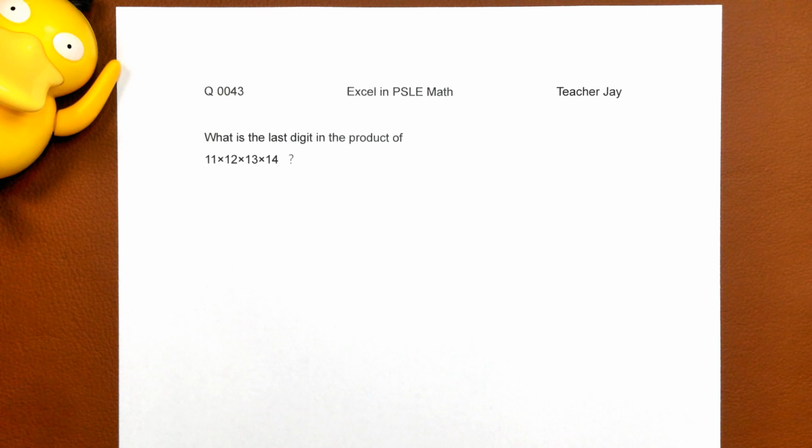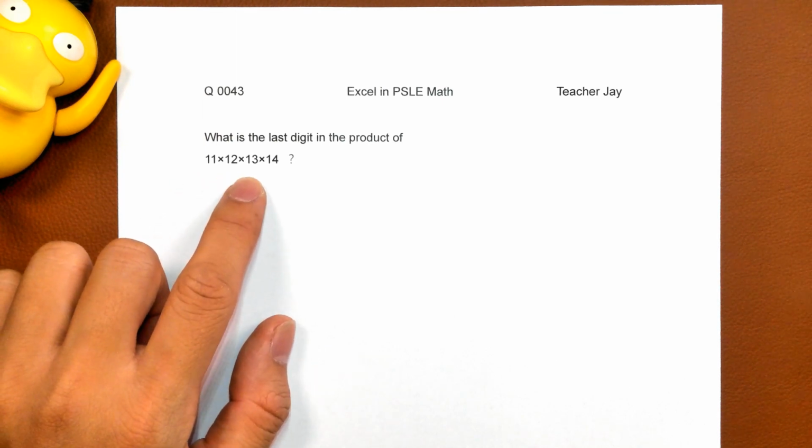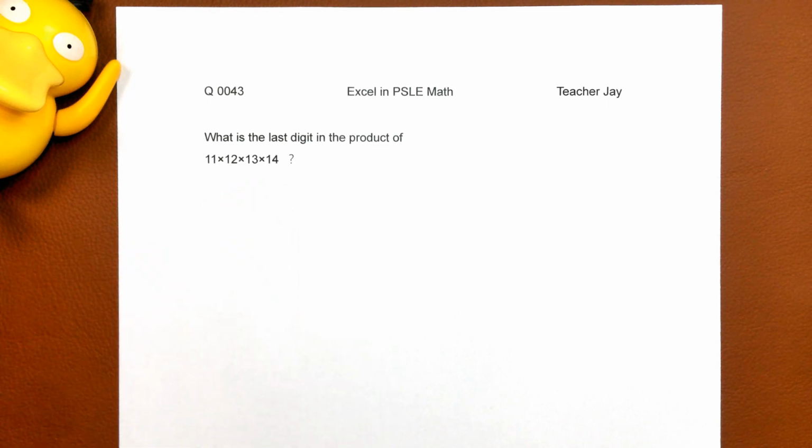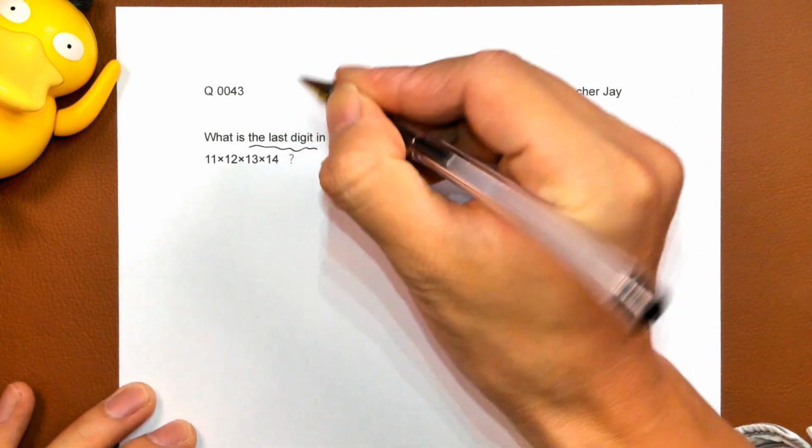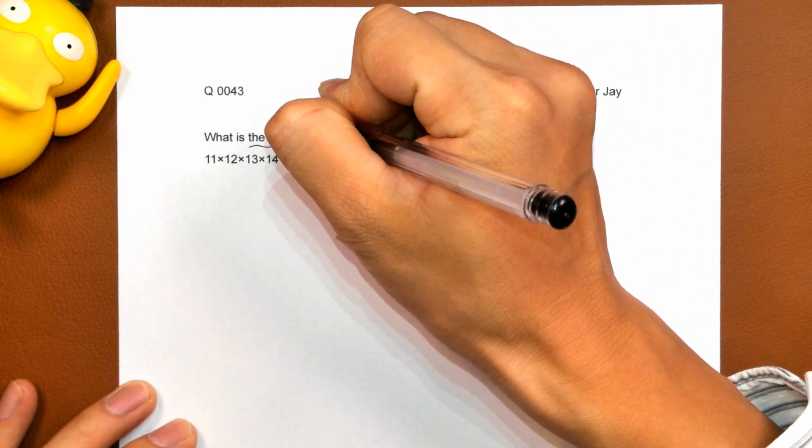Excel in PSLE Math question number 43. What is the last digit in the product of 11 times 12 times 13 times 14? 他在问的是 last digit. The last digit is the ones place.